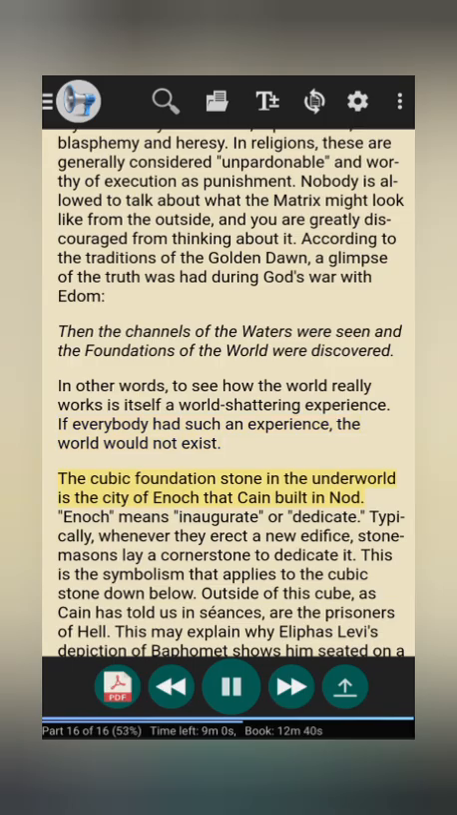The cubic foundation stone in the underworld is the city of Enoch that Cain built in Nod. Enoch means inaugurate or dedicate. Typically, whenever they erect a new edifice, stonemasons lay a cornerstone to dedicate it. This is the symbolism that applies to the cubic stone down below. Outside of this cube, as Cain has told us in seances, are the prisoners of hell.